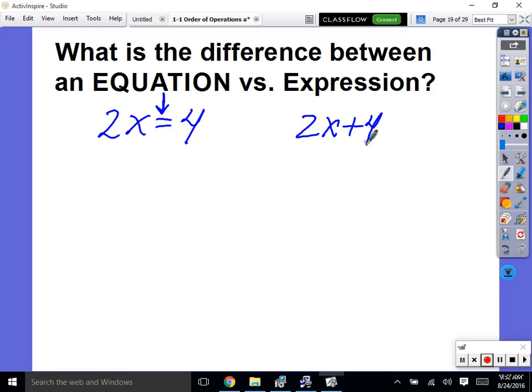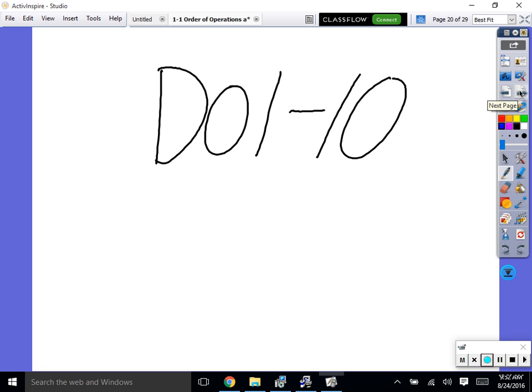It just is an expression. I didn't say do anything. I said 2x plus 4, period, end of story. If I said simplify or whatever, 2x plus 4, that's all you, I mean, there's nothing you can do here. So everybody, do you see expressions don't have equal signs? It's just like a statement where equations have equal signs. Okay, just make note of that. Do 1 through 10, go.